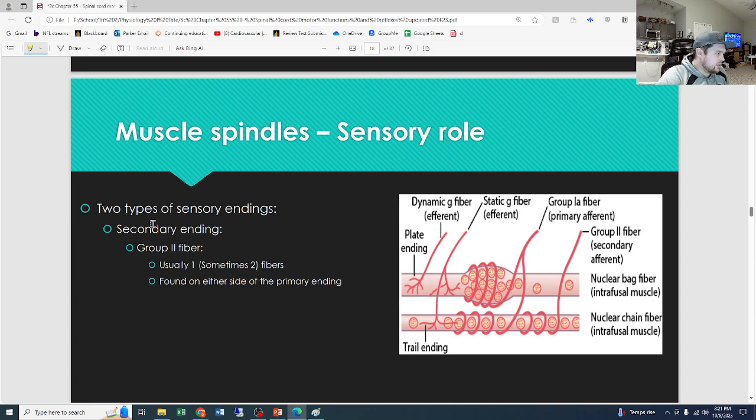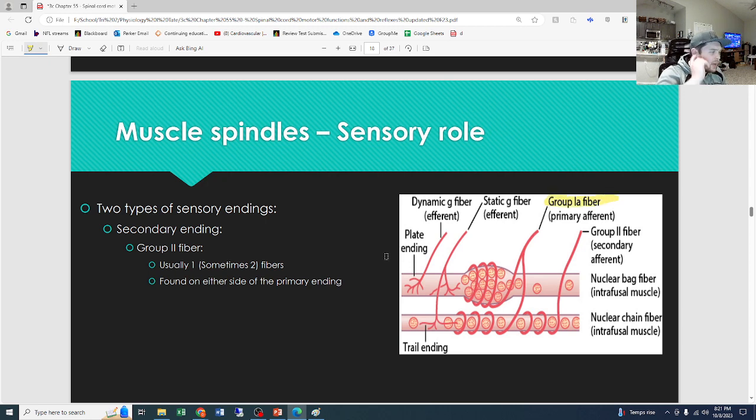We also have the secondary endings, or the group 2 fibers. When we say usually one, sometimes two fibers, it means we're essentially always going to talk about the group 1A fibers. Those are the more important, the primary fibers. And sometimes you'll also have type 2 fibers, not necessarily all the time. You won't always care that much about the type 2 fibers, but it's fine. Those type 2 fibers can be found on either side of the primary ending.